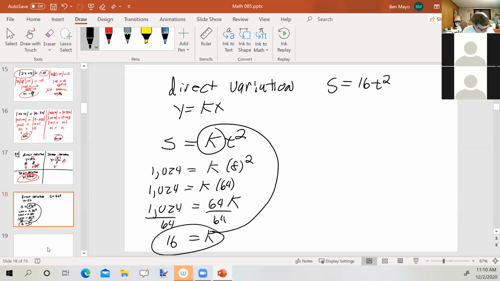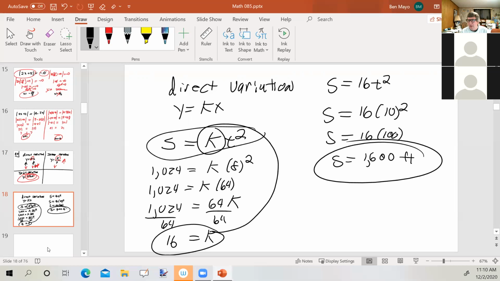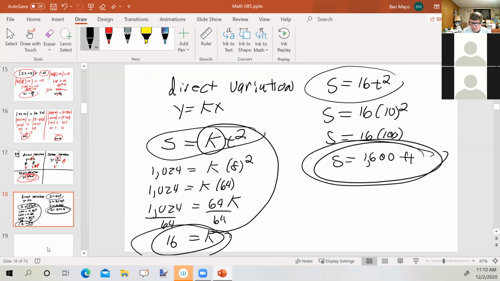Now there's a follow-up question. How far will it fall, so that's s, in 10 seconds? So t is 10. This would be 16 times 100, or 1,600 feet. So I have to figure out what my starting formula looks like based on what kind of variation it is, in this case direct variation. I'm given some information I plug in to determine k. I put k into the general equation. Then I'm given some follow-up information to find a final answer. All right.